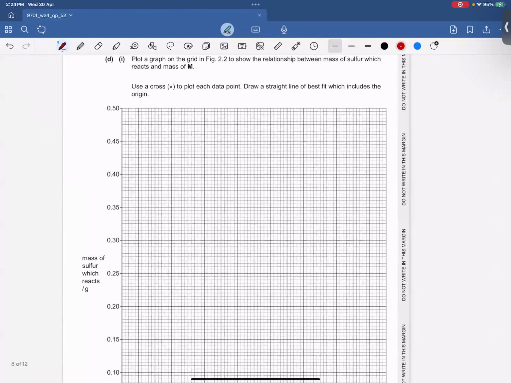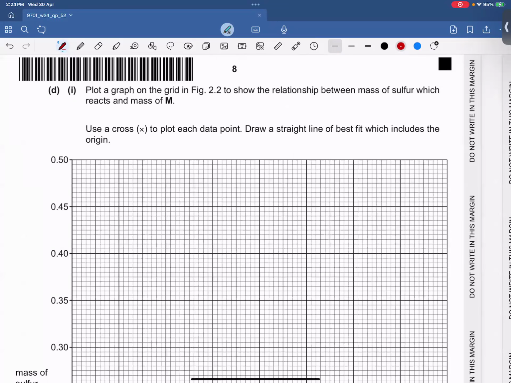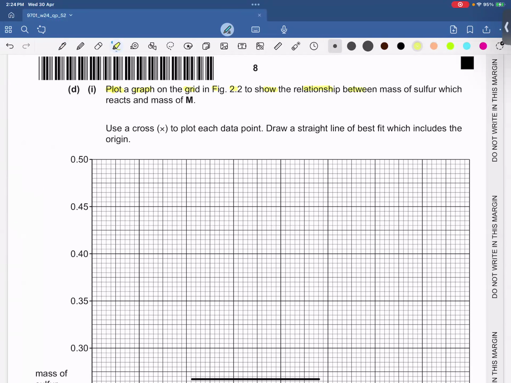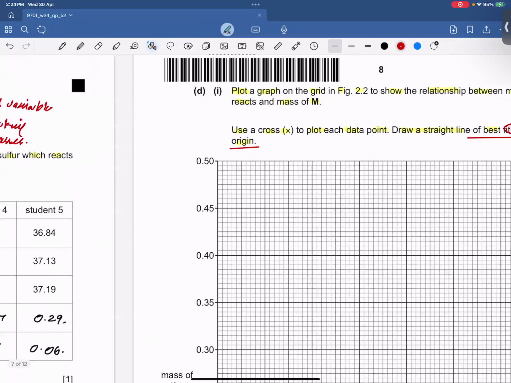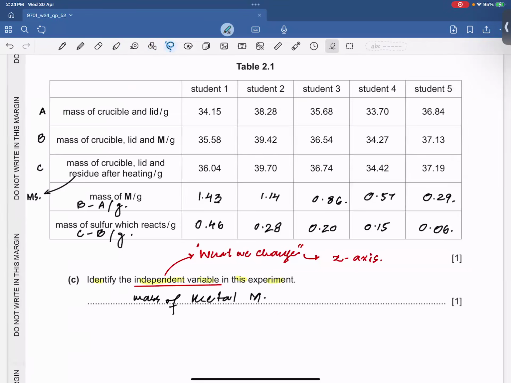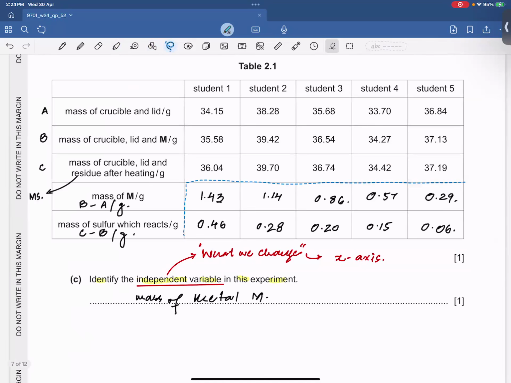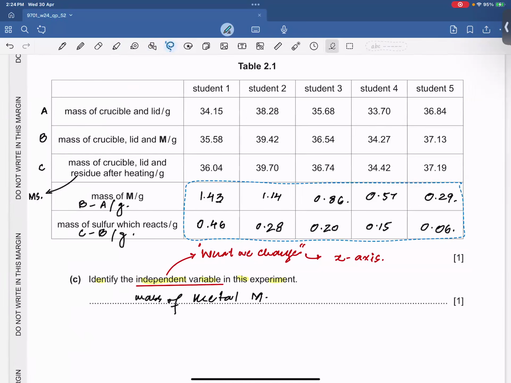Plot करना graph. Plot a graph on the grid in figure 2.2 to show the relationship between mass of sulfur which reacts and mass of M. Use a cross X to plot each data point and draw a line of best fit, which includes the origin. Okay, origin को भी include करना है. Line of best fit है. What you can do is let me copy this thing, ताकि हमें ग्राफ बनाने में आसानी हो.